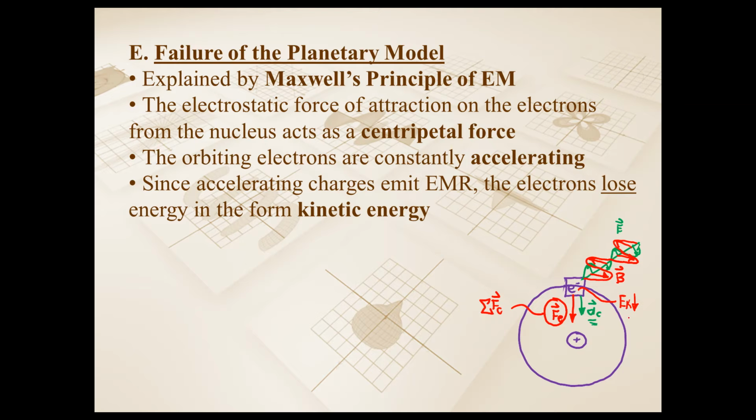If my kinetic energy decreases, so does my speed. In order to maintain a constant orbit, you need to maintain a specific speed. So if your kinetic energy drops and your speed drops, you can't maintain that orbit anymore. And then what would happen? Well, if it can't maintain the orbit, then this electron is actually going to spiral into the nucleus, and then it's going to explode.